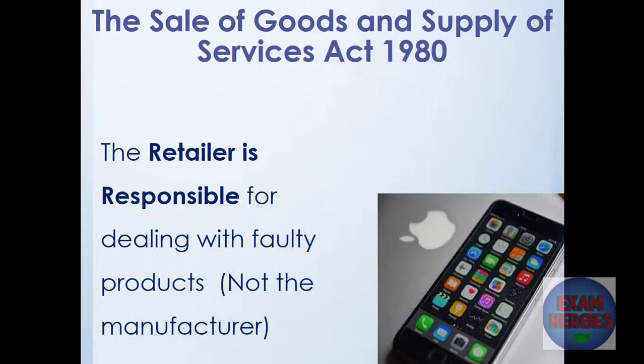Under the Act as well, the retailer is responsible for dealing with faulty products, not the manufacturer. So your contract is with the organisation you buy it from. For example, I had a dispute before where I bought an Apple iPhone from a store in Limerick, and they told me to go back to Apple, and I said no, my contract is with the person who sold me the phone.